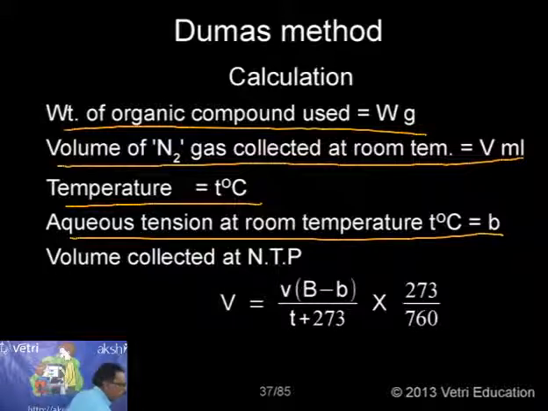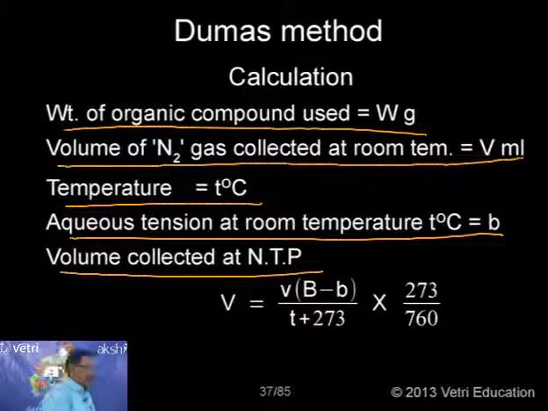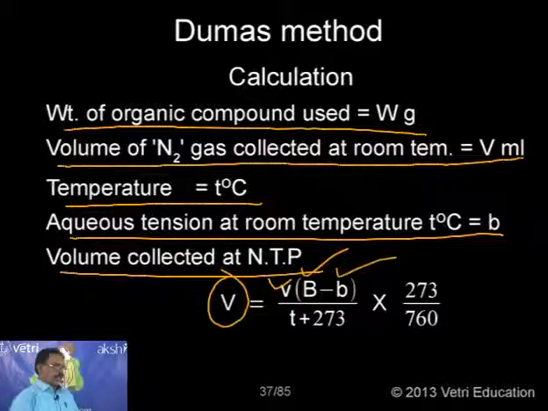So volume collected at NTP is equal to small v into (capital B minus small b) divided by (small t plus 273), into 273 by 760. So V is the volume converted at NTP. Small v is the volume of nitrogen gas collected at room temperature, capital B is barometric pressure, small b is aqueous tension at room temperature, small t is room temperature. So by using this, we can calculate the volume at NTP.